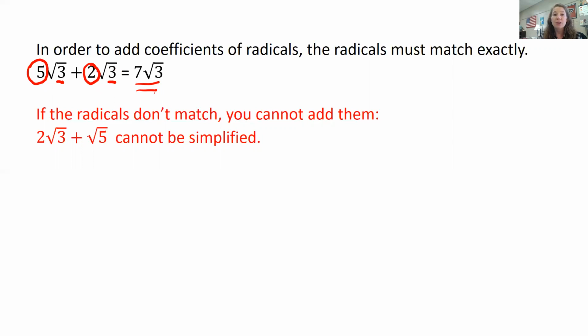Okay, however, if they don't match, so my second example, if the radicals don't match, you cannot add them. So 2 square roots of 3 plus the square root of 5 cannot be simplified because 3 and 5 do not match. Okay, so that is the final answer. You can't do anything with that.